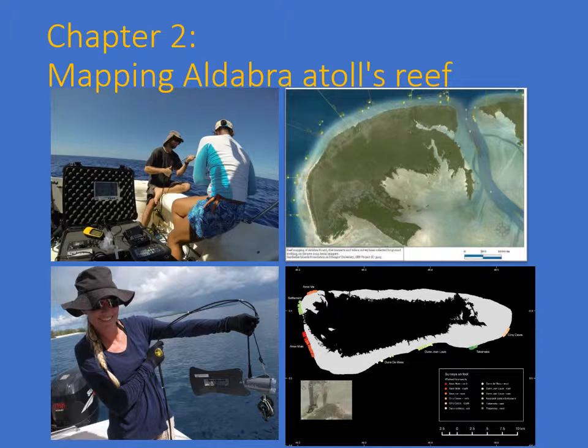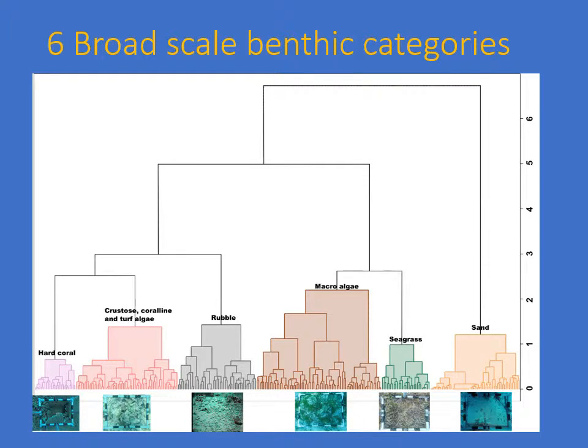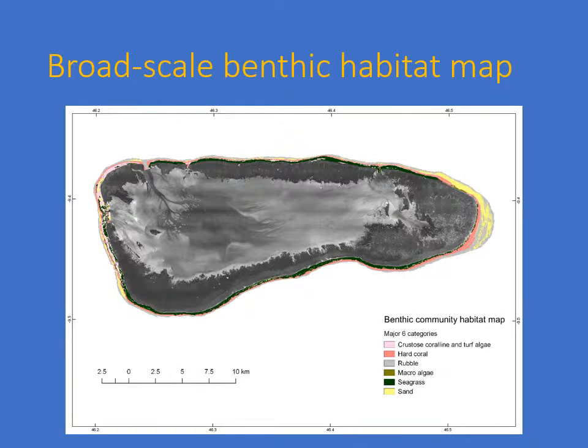So in the second chapter, we investigated the reefs and their distribution around Aldabra Atoll. We used satellite imagery of the atoll to map the different habitat types. We collected ground truthing data from 321 video transects around the atoll between 0 and 60 meters depth, which we then put through image classification techniques to derive, firstly, a habitat classification scheme, which we then applied to derive a habitat map. This habitat map here shows the 6 major broad scale categories that we mapped.